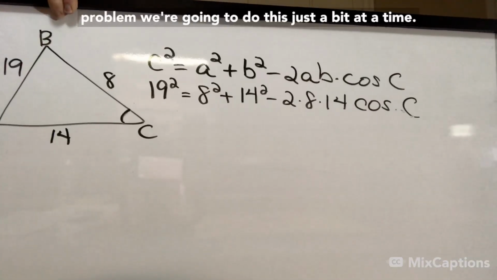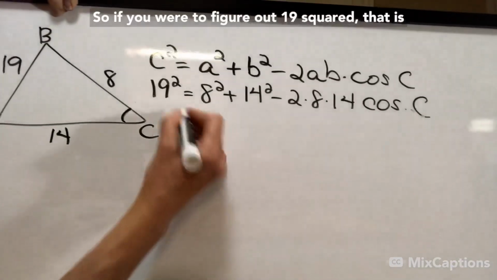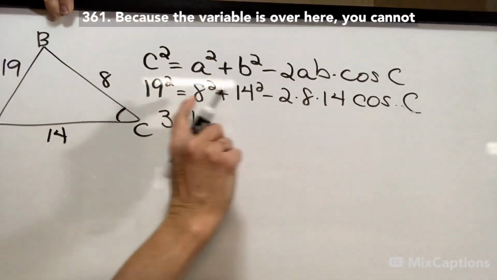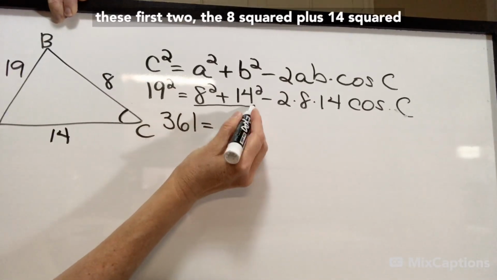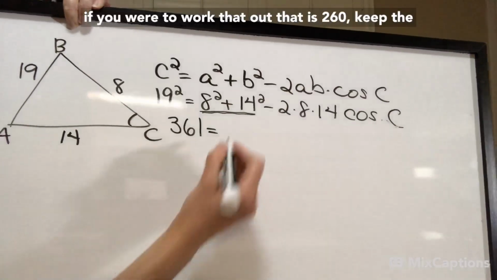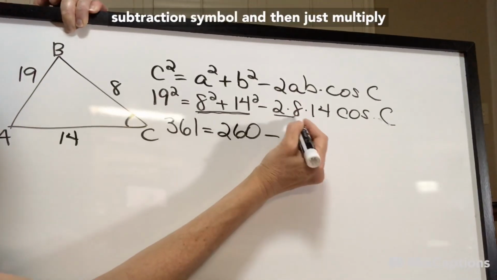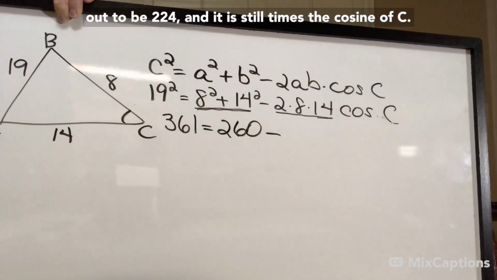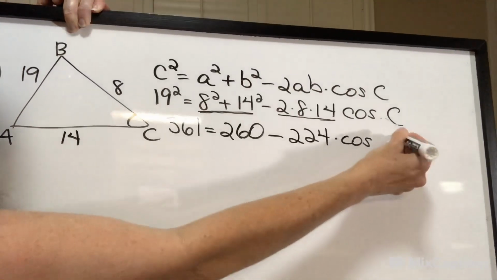So like the last problem, we're going to do this just a bit at a time. So if you were to figure out 19 squared, that is 361. Because the variable is over here, you cannot just put that whole thing in the calculator. You'll have to do it a bit at a time. So just do these first two, the 8 squared plus 14 squared. If you were to work that out, that is 260. Keep the subtraction symbol and then just multiply these three numbers. So 2 times 8 times 14 works out to be 224, and it is still multiplied by the cosine of C.